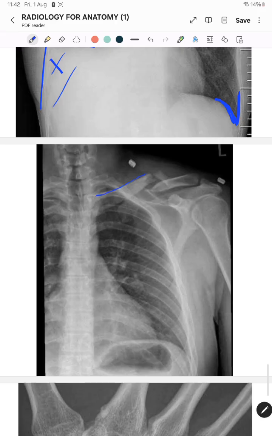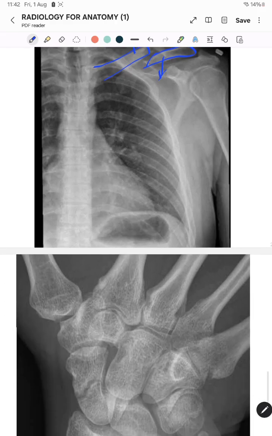Here you can see the fracture of the clavicle. The medial end is displaced superiorly due to the pull by the sternocleidomastoid, while the lateral part is displaced inferiorly due to the pull by the shoulder joint.